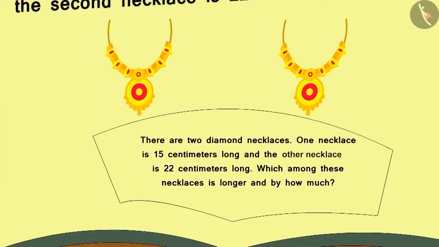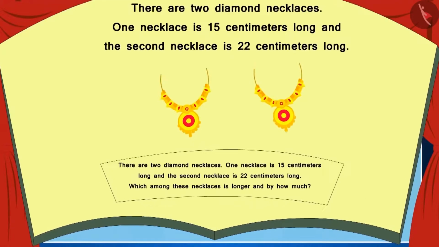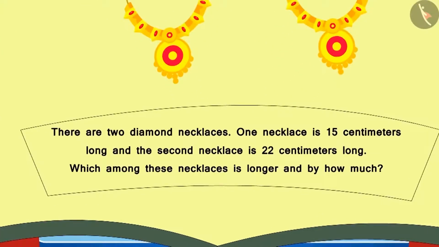There are two diamond necklaces here. One necklace is 15 centimeters long and the other is 22 centimeters long. Which among these necklaces is longer and by how much? Children, Chanda has made a subtraction question here.